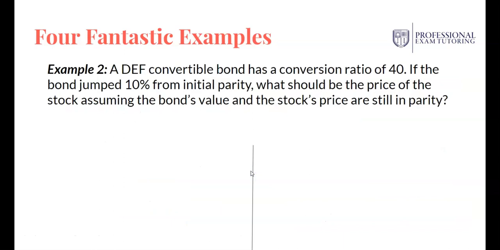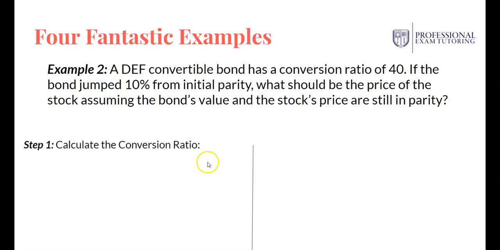Okay, so now let's move on to example number 2. A DEF convertible bond has a conversion ratio of 40. If the bond jumped 10% from initial parity, what should be the price of the stock, assuming the bond's value and the stock's price are still in parity?